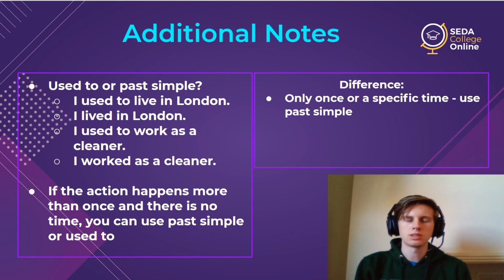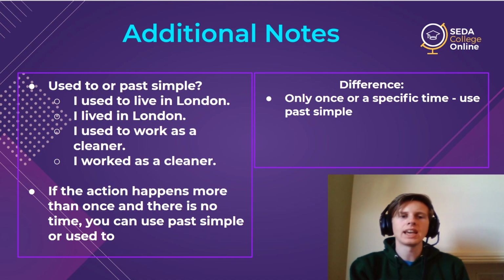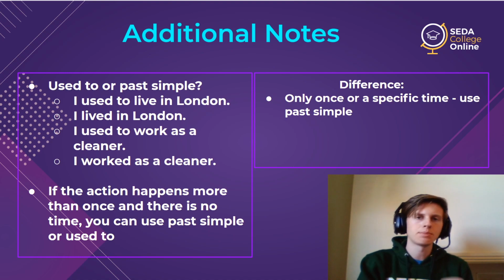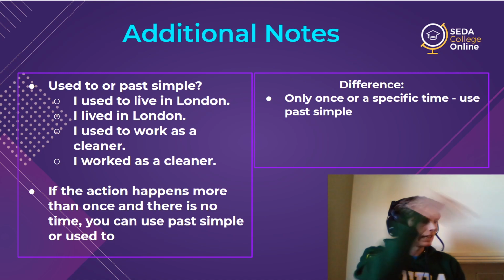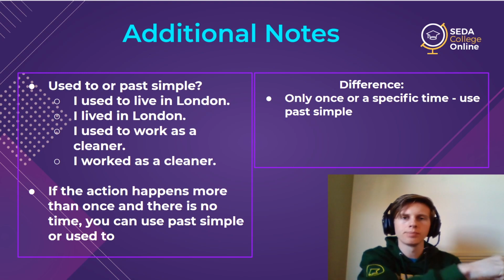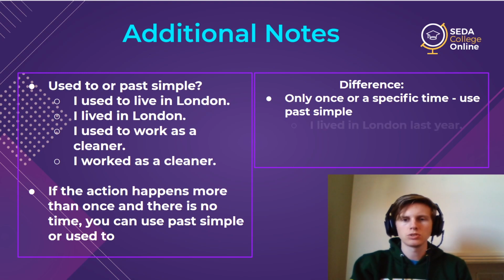Now we must use the past simple. So for example, I could say, I lived in London last year. And that's fine, past tense with a specific time. But we wouldn't normally say, I used to live in London last year. When we add a specific time, we take away the kind of habit idea, because now I'm looking at that specific point in time, last year. So we need the past simple. So just be careful with that.